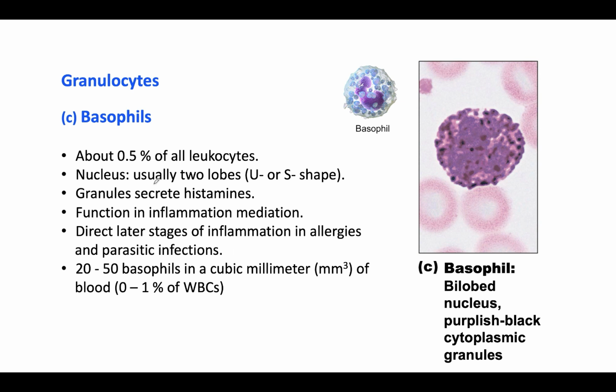Basophils are very rare among formed elements and are hard to find in a blood sample under a light microscope. Usually granules hide the nucleus shape, and the number of basophils is not many among white blood cells, about 20 to 50 basophils in a cubic millimeter of blood.